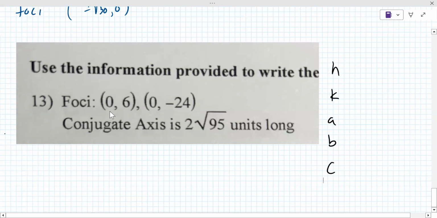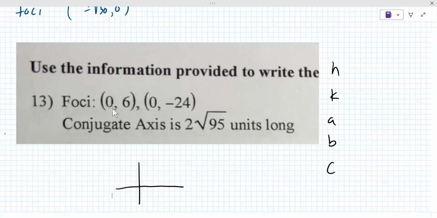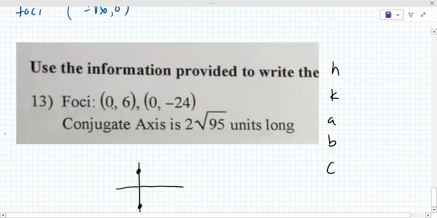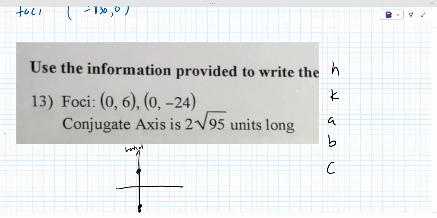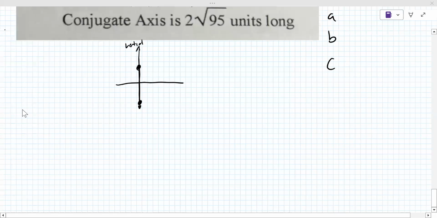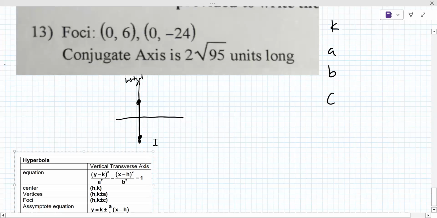The foci here tell you something. They tell you that it's 0, 6. We'll just make a quick sketch, and 0, -24. Since the foci line up and down, that tells you it's a vertical axis, so I know which equation I'm using now. I'm using the one on the left, the one for vertical. If you don't know that, you'll go down the wrong path pretty quickly. So the foci equations are H, comma, K plus minus C.